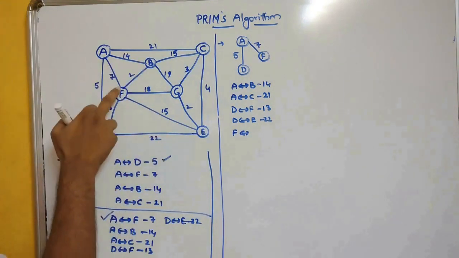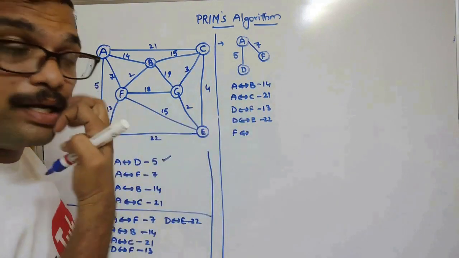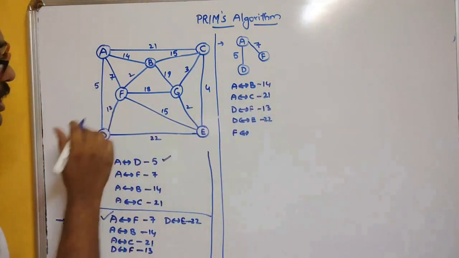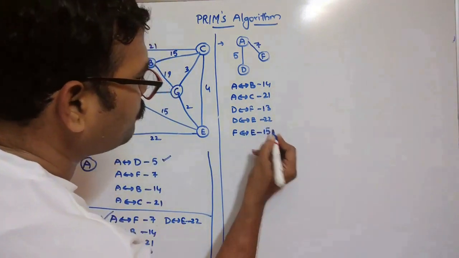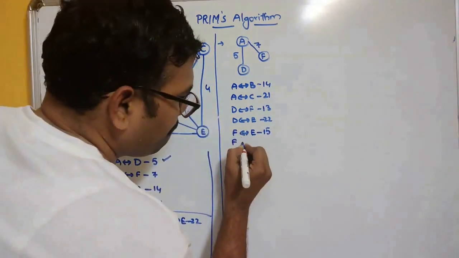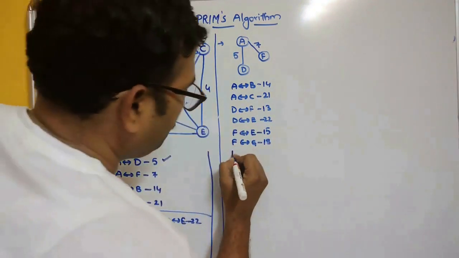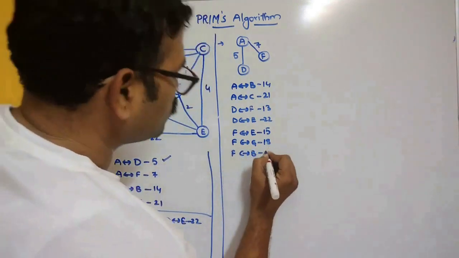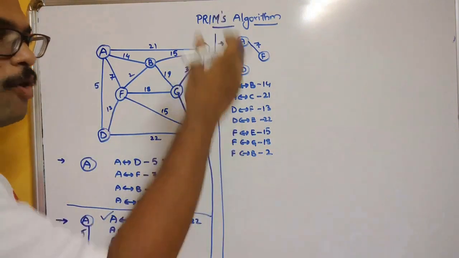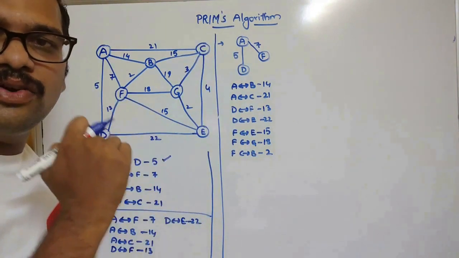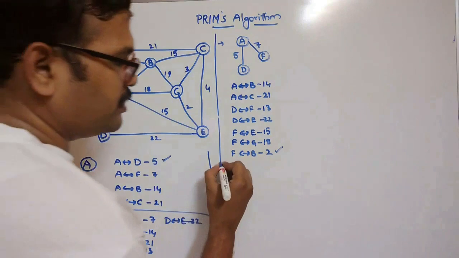Among all these, F to A we have completed. F to D or D to F is bi-connected, both are equal, so you can simply leave it. F to E with a cost of 15, F to G with a cost of 18, F to B with a cost of 2. So these are the edges from F. Among all these, consider the least cost weighted edge, which is F to B.